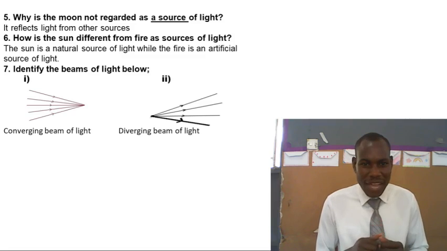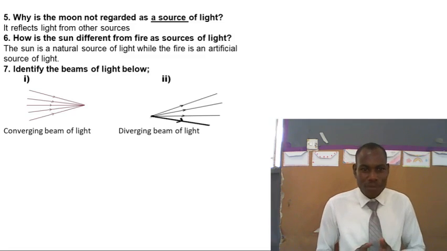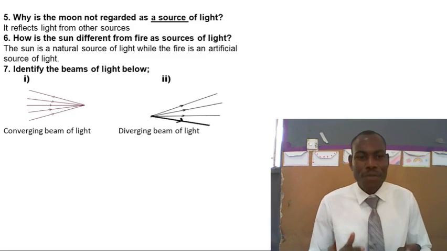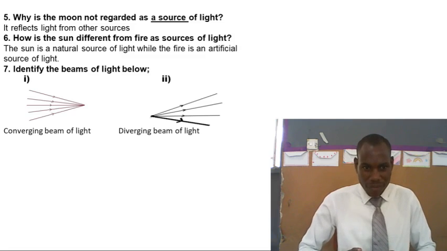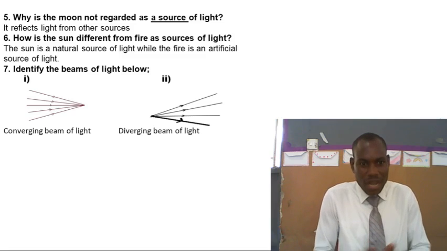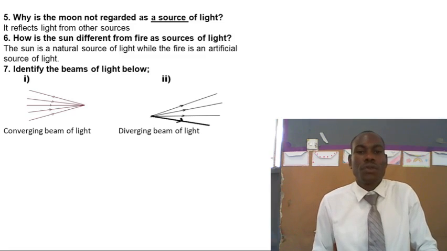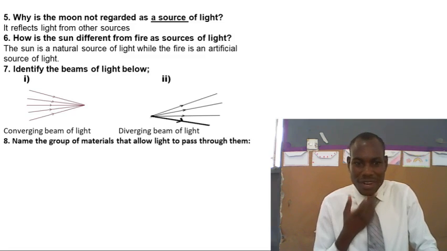Now, let us look at the second beam of light. For that beam of light, light rays are moving from the source and they are spreading outwards. Which beam of light is that? That one is a diverging beam of light. Diverging means moving from the source outwards, or light rays spreading outwards from the source is what we call diverging beam of light.